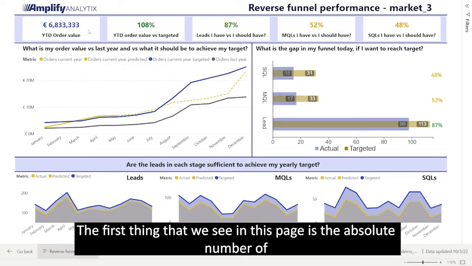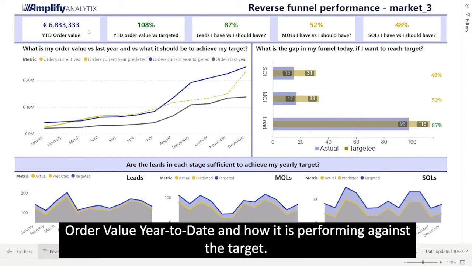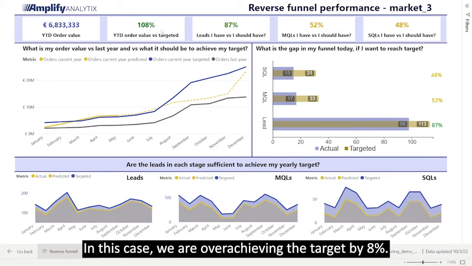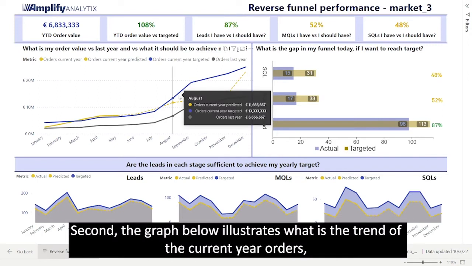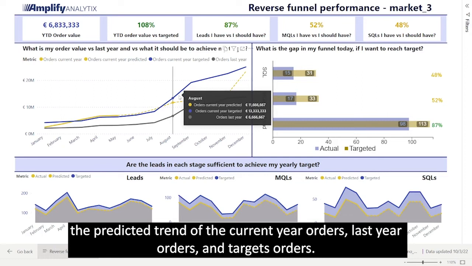The first thing that we see in this page is the absolute number of order value year to date and how it is performing against the target. In this case, we're overachieving the target by 8%. Second, the graph below illustrates what is the trend of the current year orders, the predicted trend of the current year orders, last year orders, and target orders.